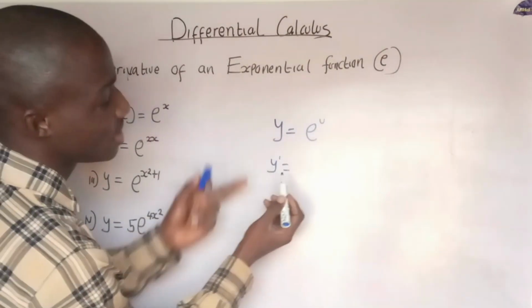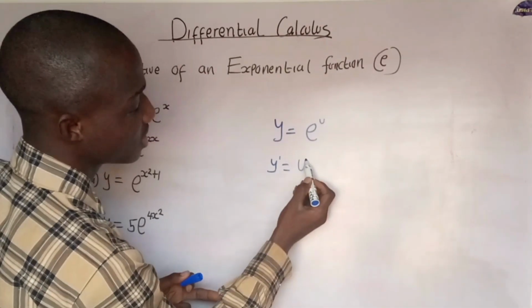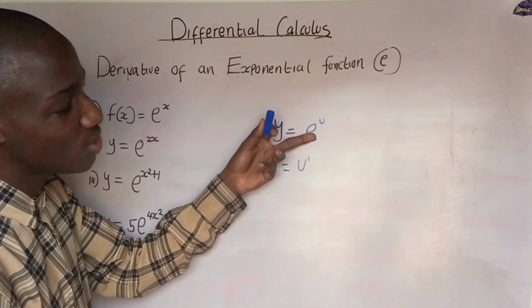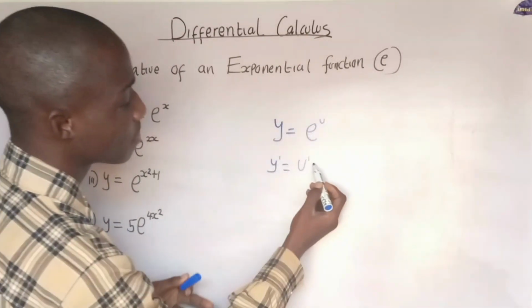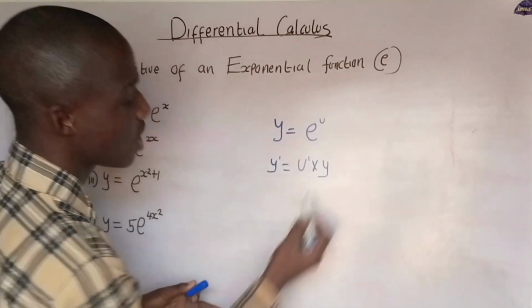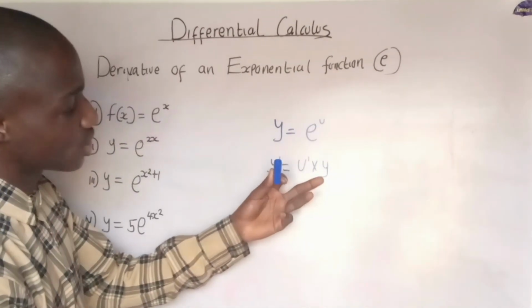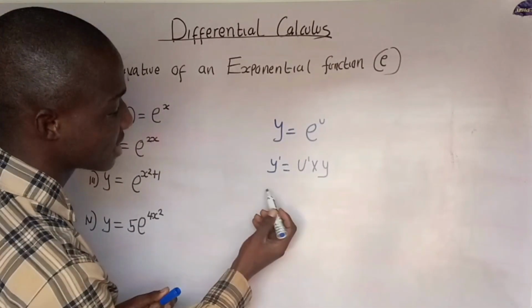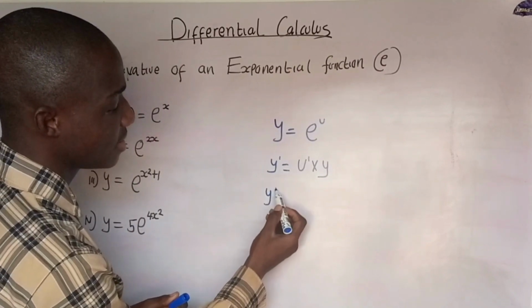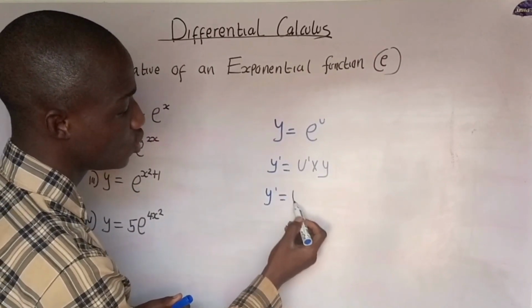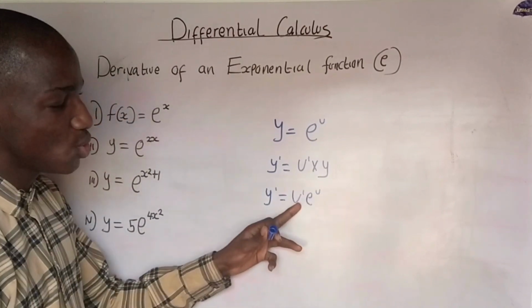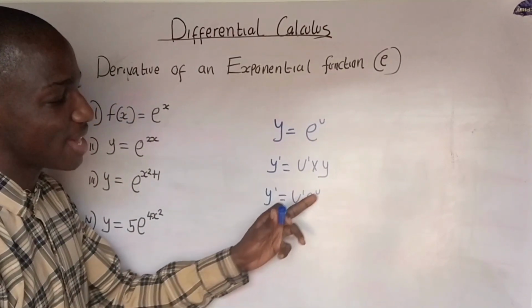Then differentiate the power. So I'm going to have the derivative become like this: the differential of the power to which the Euler's constant is raised, multiplied by the function itself. What is the function? The function is y is equal to e raised to the power of u. So the differential form of y is equal to u' multiplied by e^u. That is u differential multiplied by e^u.